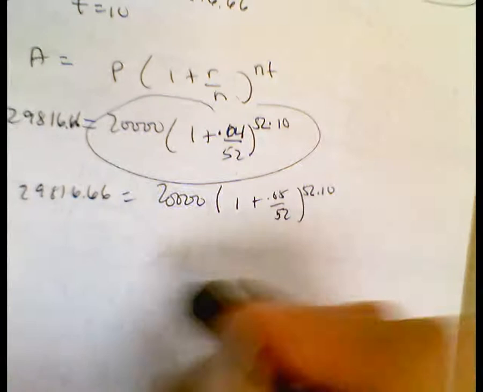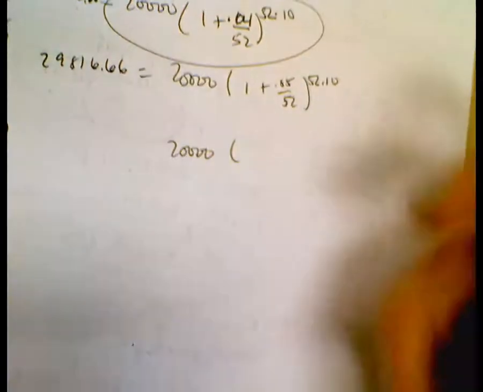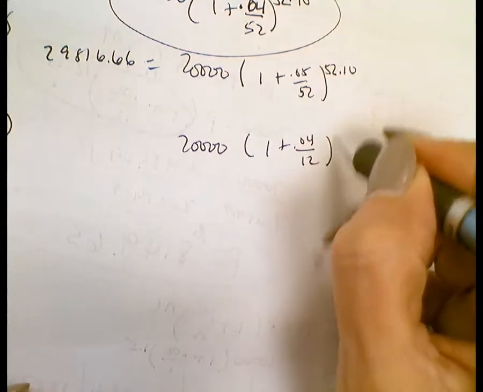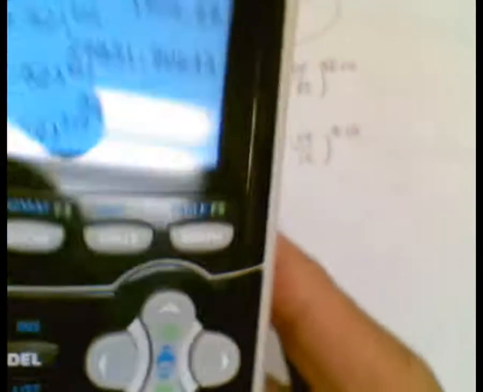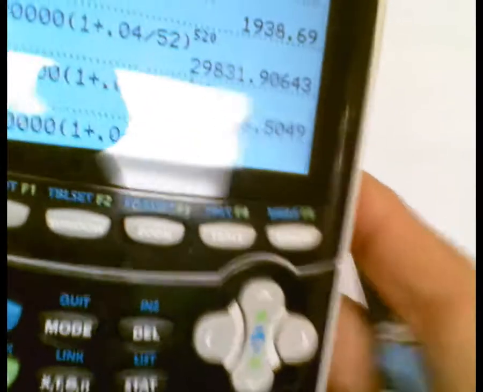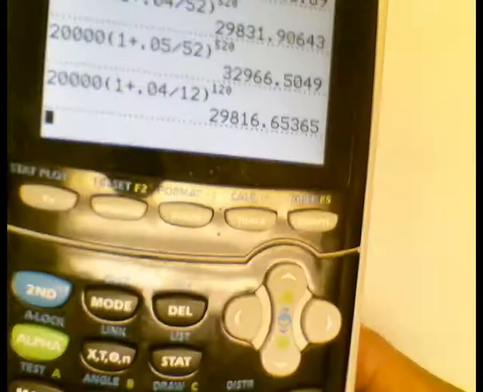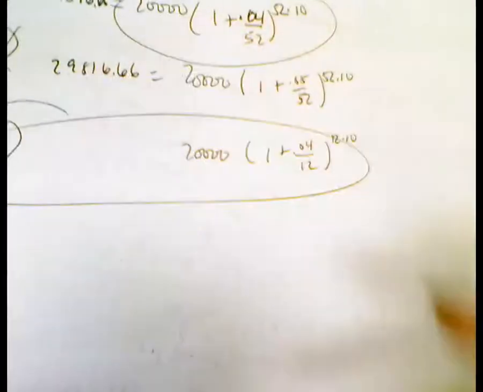Choice C. 20,000, possibly. Interest rate for C is 4%, but it's compounded monthly. So we press second enter, paid 4%, monthly, at the 12 times 10, this would be 120. That's exactly what I have. This is the answer. C is the answer.